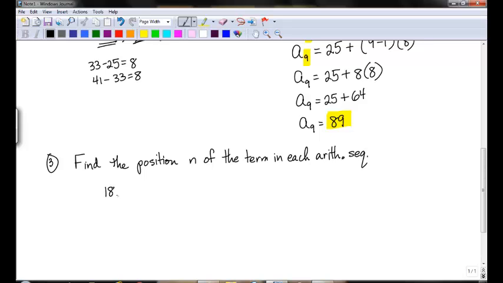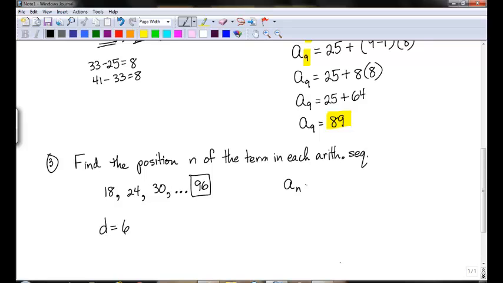18, 24, 30, leave 3 dots to show that you left out terms, and then 96. And they want you to find out the position n, like, is 96 the 20th term, the 15th term, the 19th term, what is it? Okay, what is the common difference? 6, right? 24 minus 18, 30 minus 24, so you know the common difference.